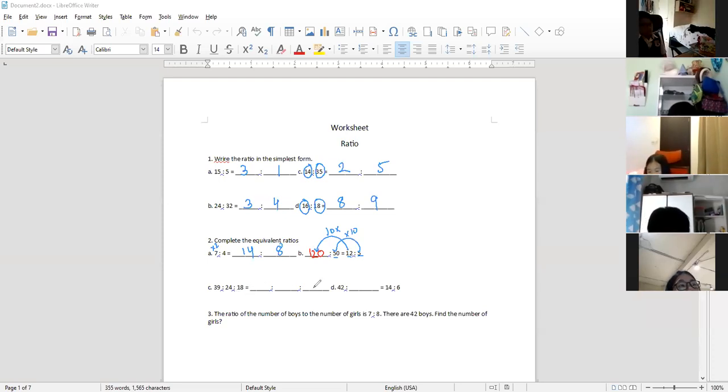C part. 39:24:18. Now, you have to write the equivalent ratio. It's your choice, you can multiply or you can divide, okay? So who will give me the answer? Kaylee, can you please help me give the answer? What is the equivalent ratio to 39:24:18? Yes, Kaylee, what is the answer?